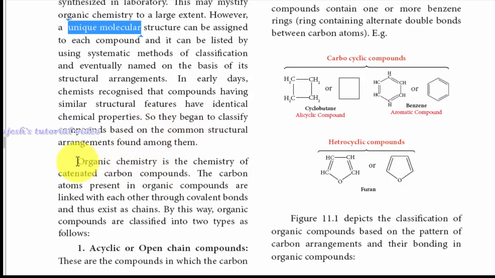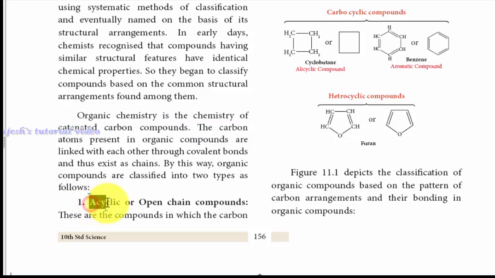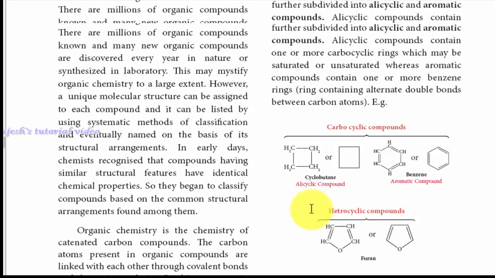Later also, chemists classified the organic compounds. Organic chemistry is nothing but the chemistry of catenated carbon compounds. The carbon atoms present in organic compounds are linked with each other through covalent bonds and exist as chains. These organic compounds can be classified based on the pattern of their carbon chain. Based on this pattern, they are classified into two types, namely acyclic compounds and cyclic compounds.